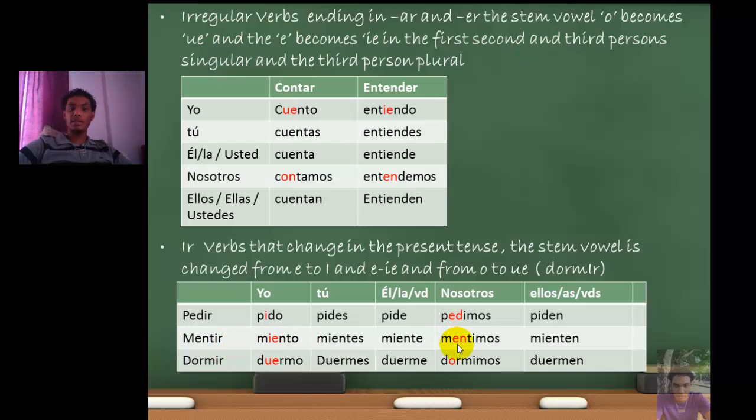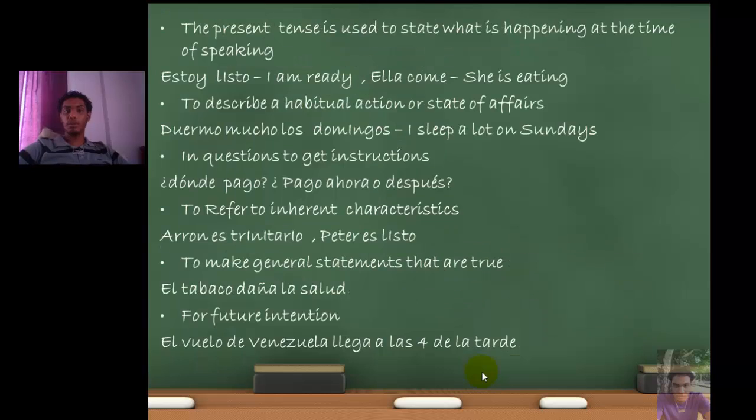Mentir means to lie, so it's miento, but it changes back: mentimos. So note the endings, I'm sorry, the stems, the changes. Dormir means sleep, so you say yo duermo, I sleep, but we sleep, nosotros dormimos. So take a bit of a note of that.